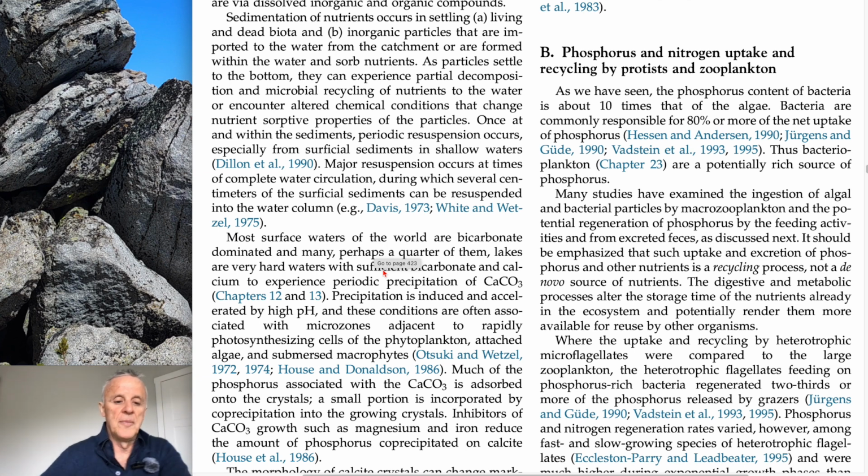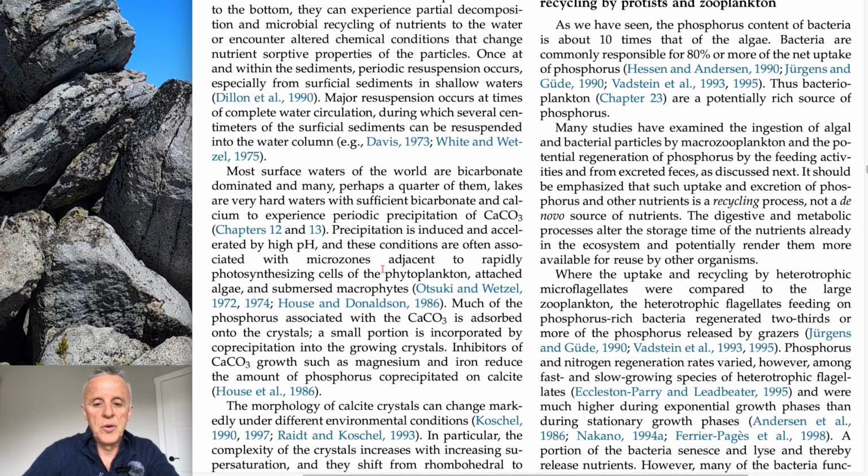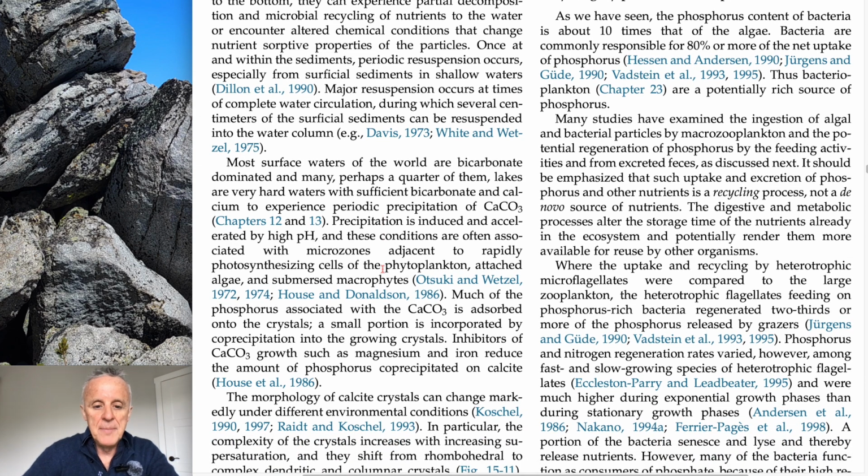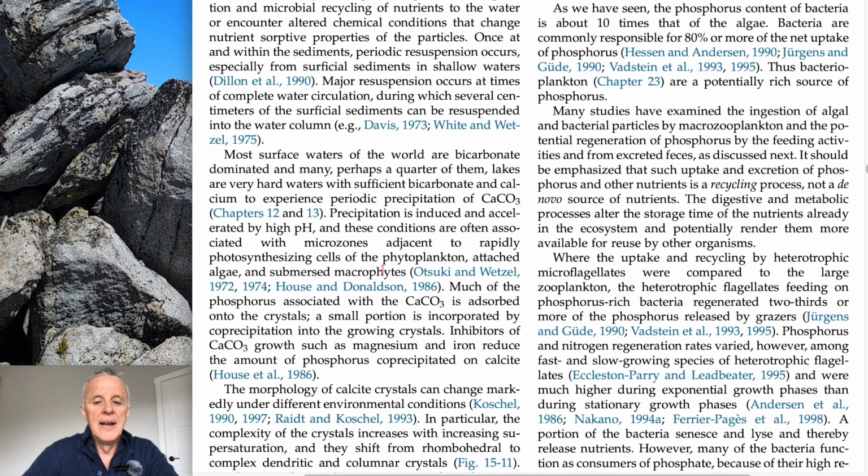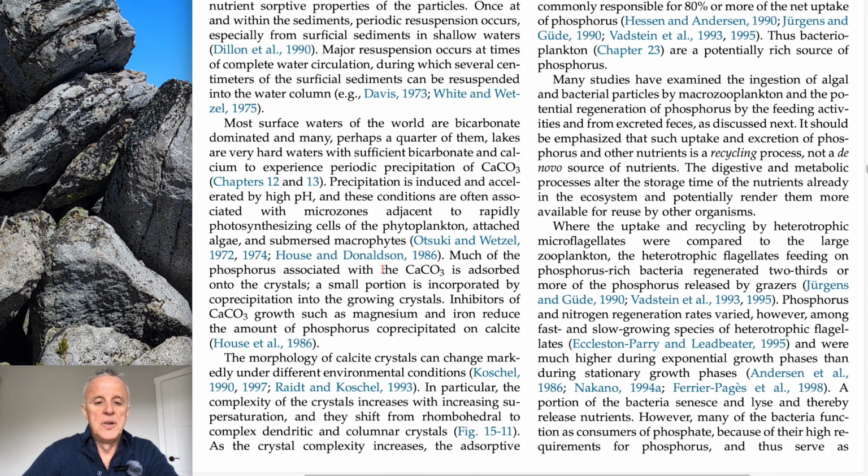Most surface waters of the world are bicarbonate dominated, and many, perhaps a quarter of lakes, are very hard waters with sufficient bicarbonate and calcium to experience periodic precipitation of calcium carbonate. Precipitation is induced and accelerated by high pH, and these conditions are often associated with microzones adjacent to rapidly photosynthesizing cells of the phytoplankton, attached algae, and submerged macrophytes.